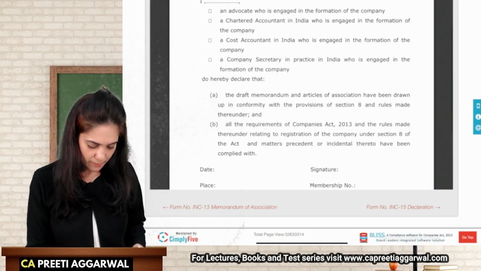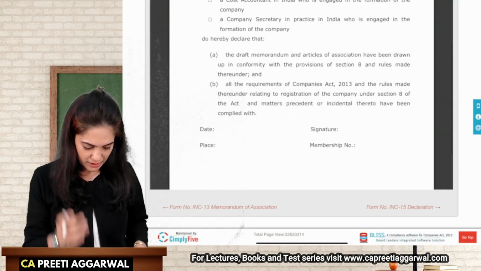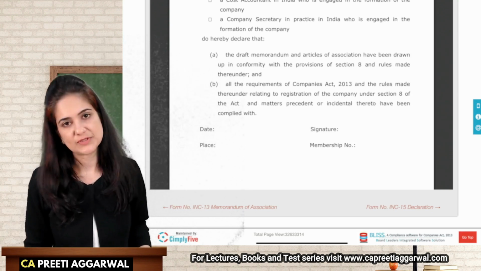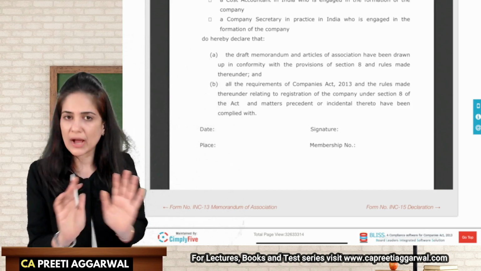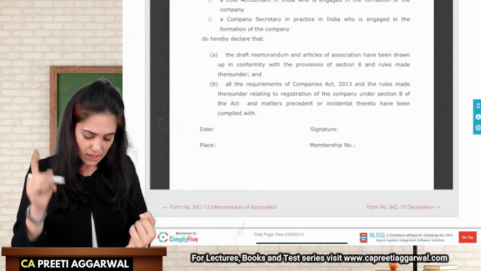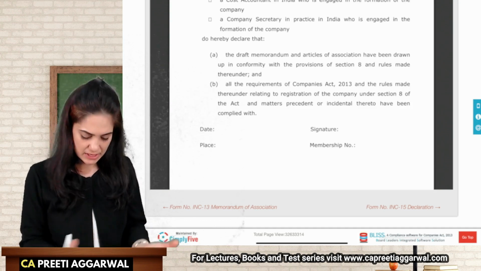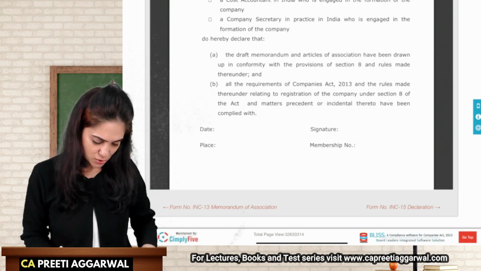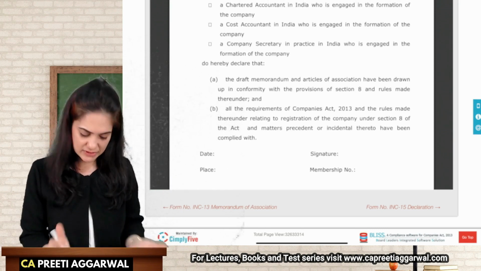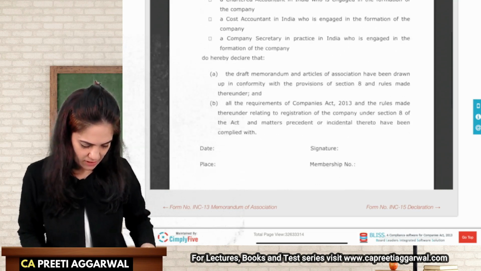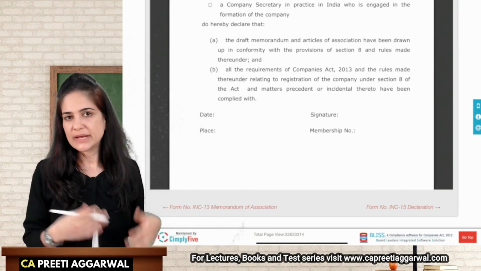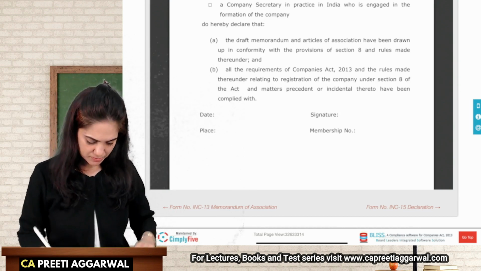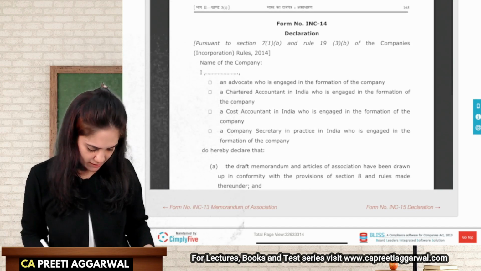I do hereby declare that the draft memorandum and articles of association of the company are in conformity with the provisions of section 8 and the rules made thereunder, and all the requirements of the act, rules, matters incidental or precedent have been complied with. Exact wording of our note. Yes. So the draft memorandum and articles are drawn in conformity with the provisions of section 8 and the rules framed thereunder. Then the person will write the date, sign, put a seal or stamp, and the membership number. This is the declaration.